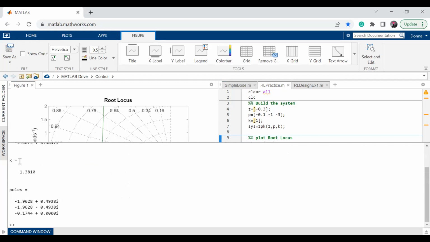I picked somewhere that had an imaginary component and a real one. So it tells me what poles I clicked on, and what the K value is that gives me those poles. So you're placing a pole in the system if you choose K to be this value.